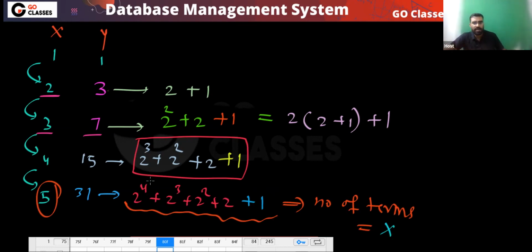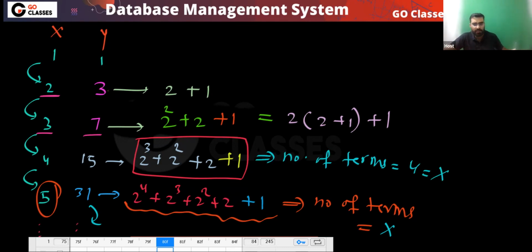Is this clear? You are getting a GP. If you do it like this, you are getting a GP. And here the number of terms is 5. Here the number of terms is 4, which is x, because x is increasing 1 by 1.